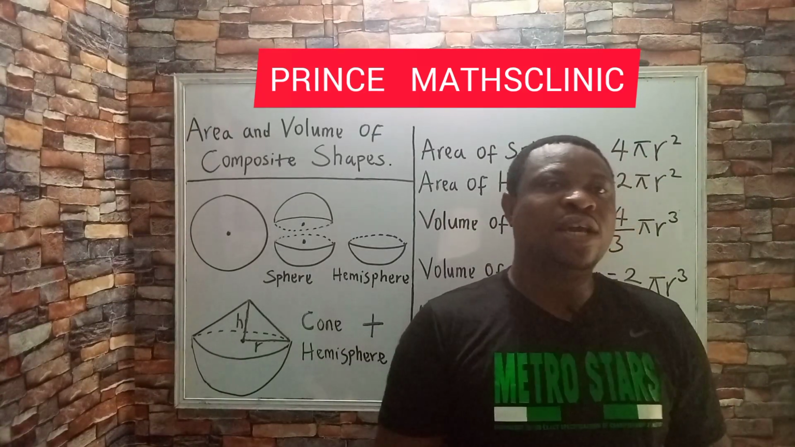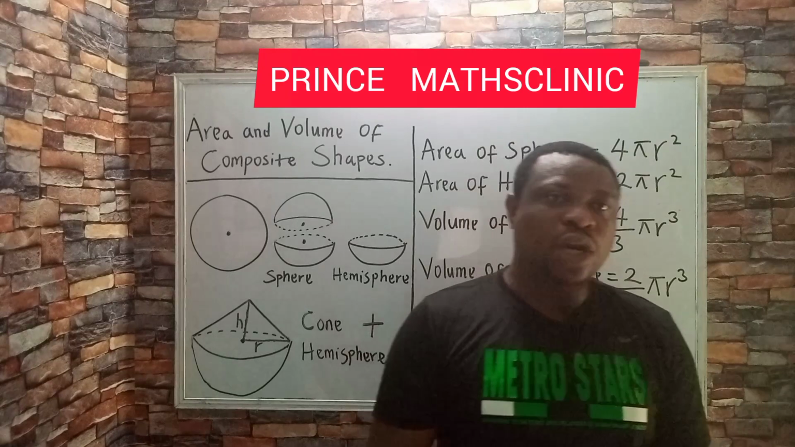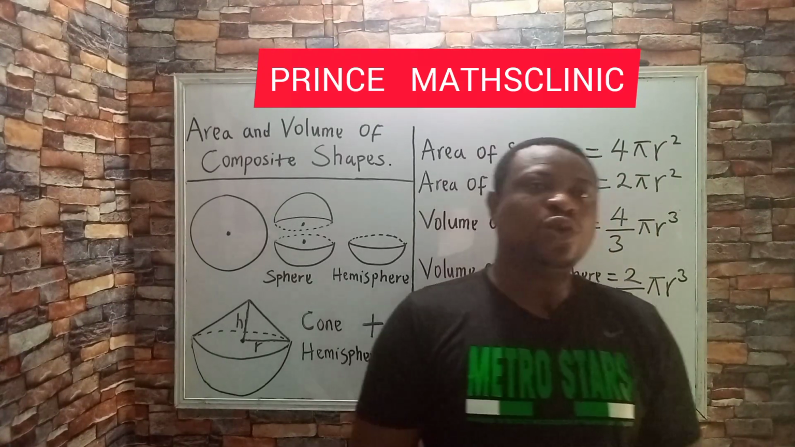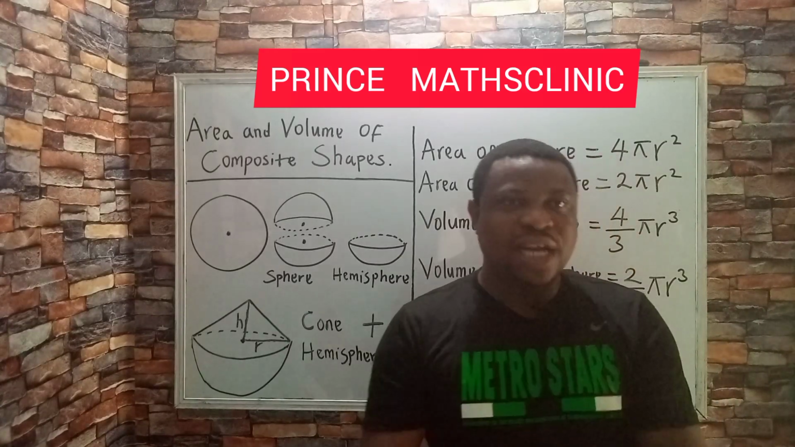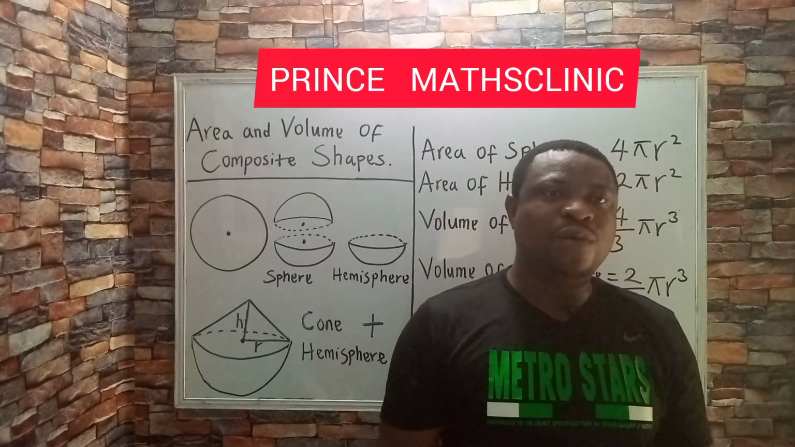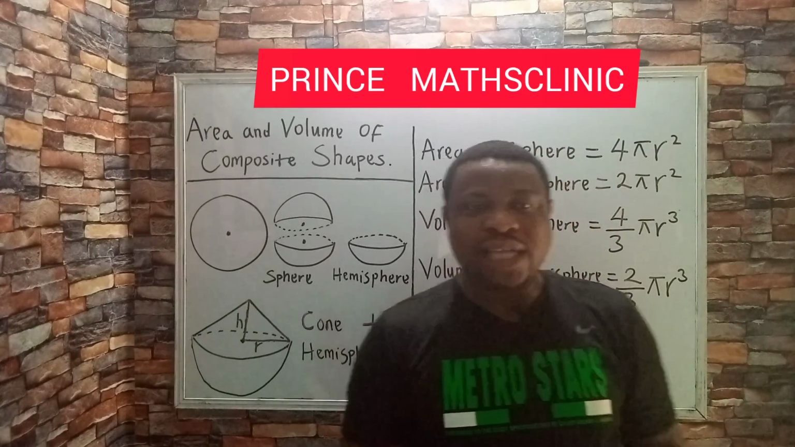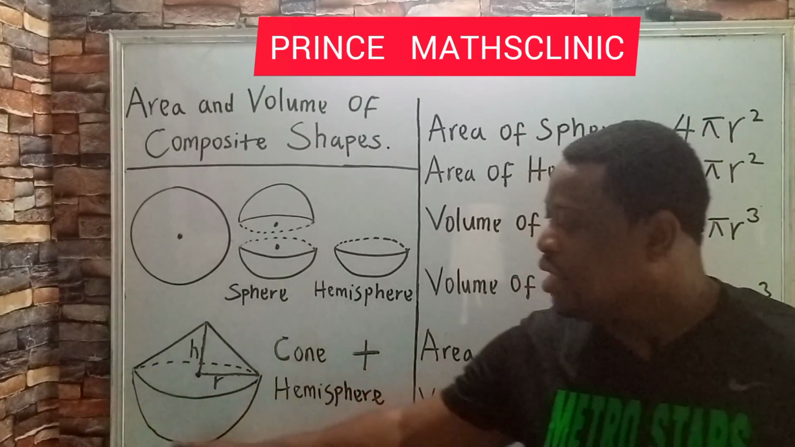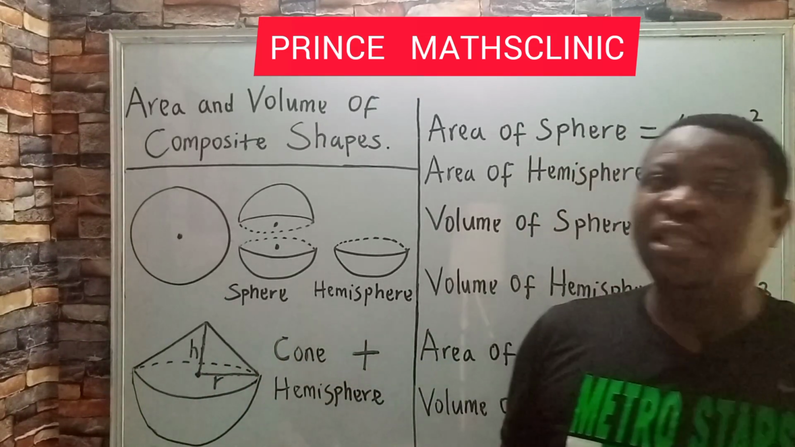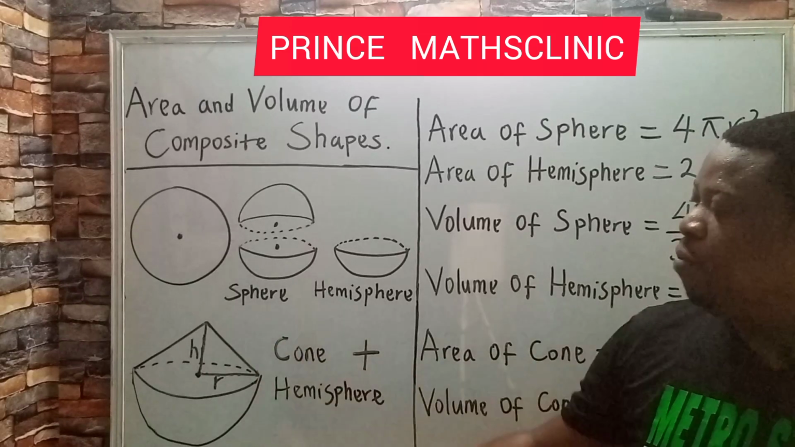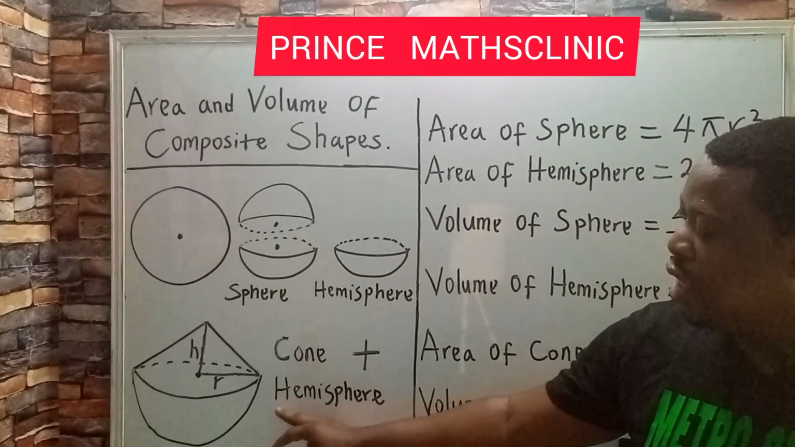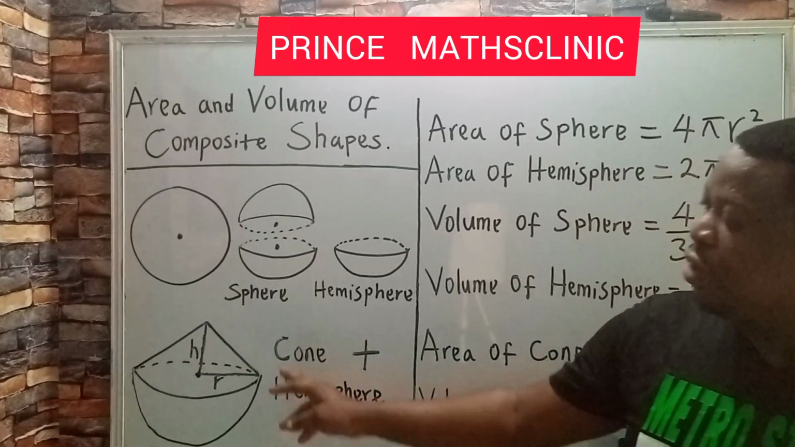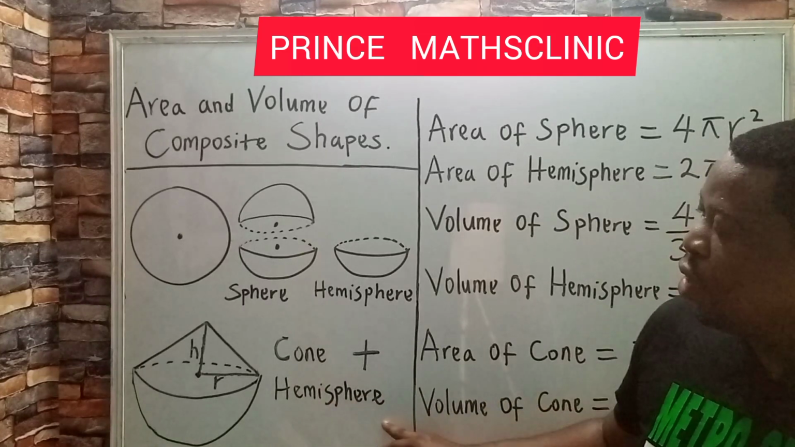Remember, I told you that to find the area and volume of solid shape, or composite solid shape, we need to know the individual area or volume of those shapes. Then we merge them together. For instance, in this diagram, you have a cone on top, then you have a hemisphere under. So if you are to find the total surface area of this shape, it will be the area of the cone plus the area of a hemisphere. And if you are to find the volume of this shape, it will be the volume of the cone plus the volume of a hemisphere.